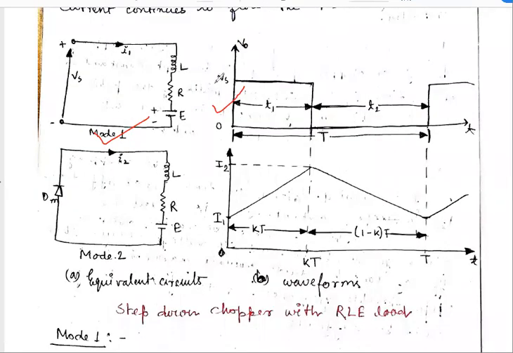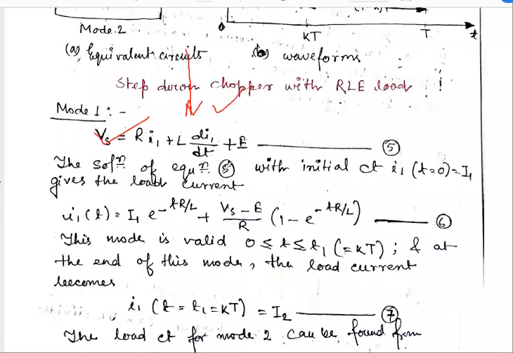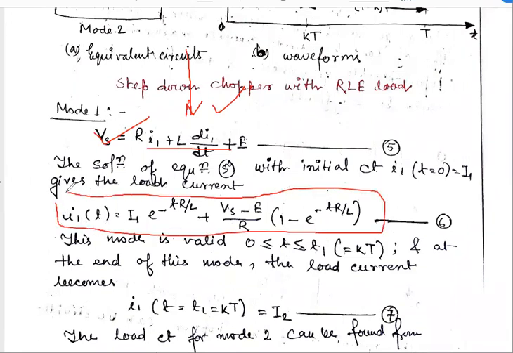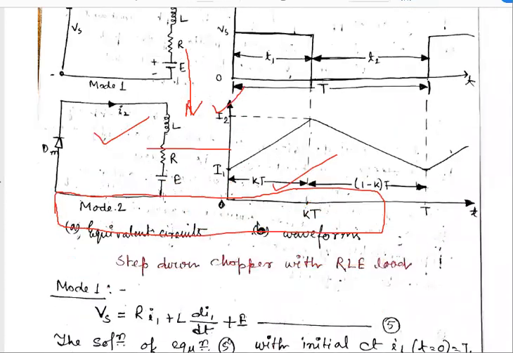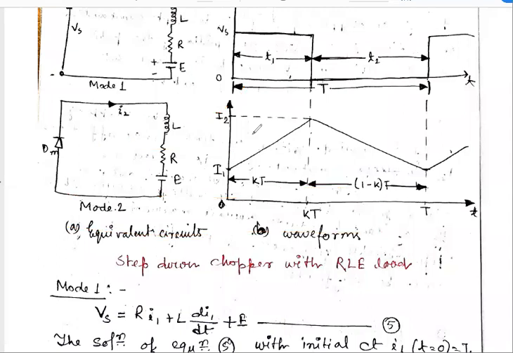So in this case, as there is inductive load, from the equation of voltage, Vs equals R I1 plus L di1 dt plus capital E. This is a first order differential equation. So after solving this, we get the value of current I1(t) as this. And if we draw this, we see that there is an increasing current during the time period T on.